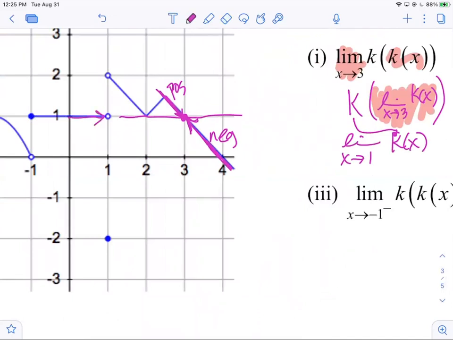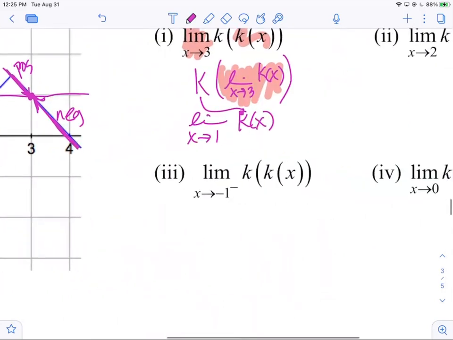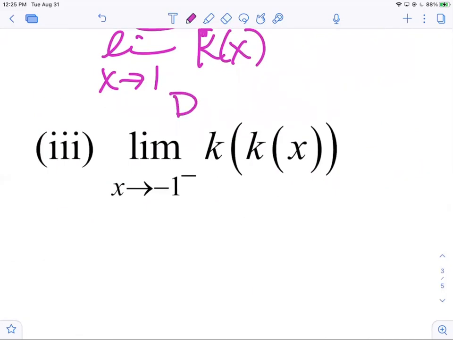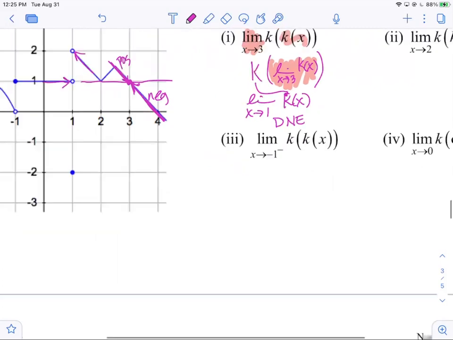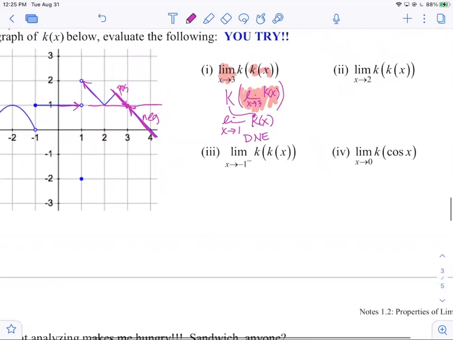limit. From the left, it's 1, and from the right, it's 2. Does 1 equal 2? No. So now, because it's the end, I can say DNE. And if it asks you to justify, you would write it out. The limit from the left of 1 is 1. The limit from the right of 1 is 3, and they don't equal each other. But if it doesn't ask you to justify, you can just put the answer.